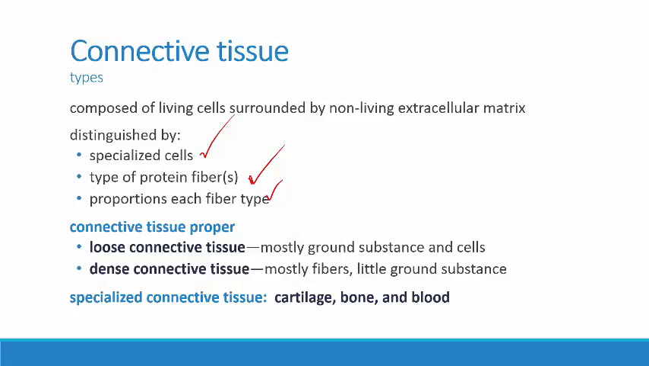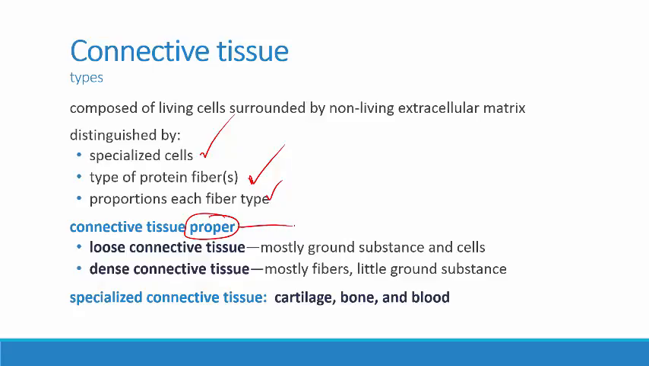Connective tissue proper is called proper because it actually has that connective function. They are connective tissues that hold or bind two different parts together. The specialized connective tissues, we separate them out because they have functions that don't really relate so much to holding things together. And so within that idea of connective tissue proper, there are two different kinds of connective tissues.